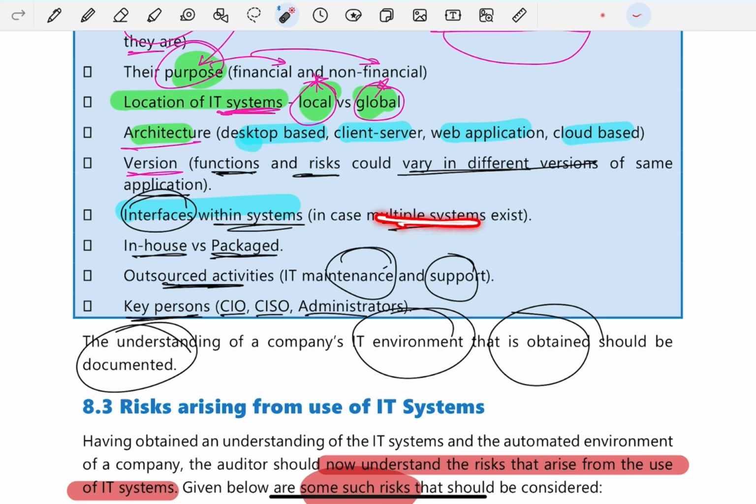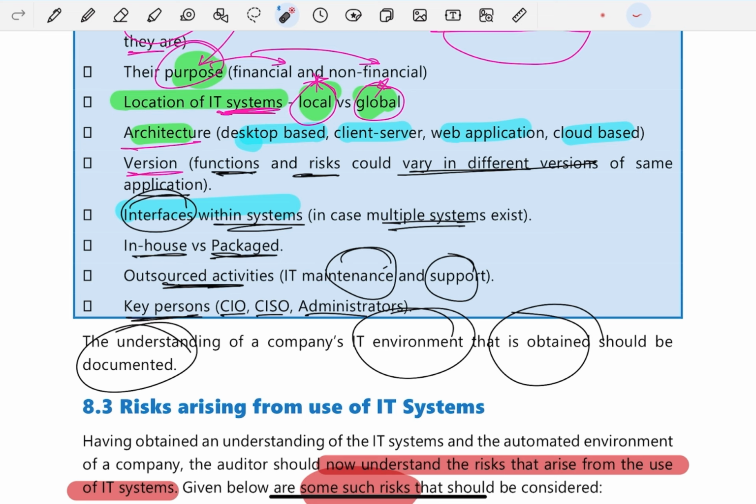Next, interfaces within the systems in case multiple systems exist. If you have multiple systems, then what is the interface? Whether the system is in-house or packaged, sometimes the company might have its own information system. Is it in-house or is it packaged? Did you outsource any activities related to the IT system? Did you outsource the IT maintenance and support? That also the auditor needs to document. And the key persons: who is the person administrating, who is the CIO, who is the CISO, that also the auditor needs to document.